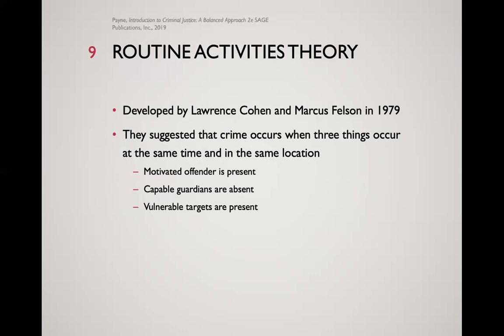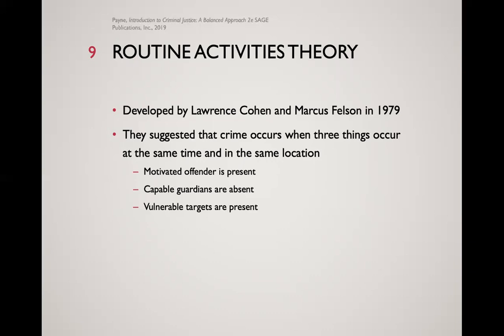So routine activities theory is also one of the theories that I really research a lot, and I put into my research. It was developed by Lawrence Cohen and Marcus Felson in 1979. So it's relatively new. If you want to look at a timeline of criminological theory, you can Google that. I'm not necessarily worried about dates more than knowing who proposed it and the main proponents of it. But it was in 1979. It is fairly new.